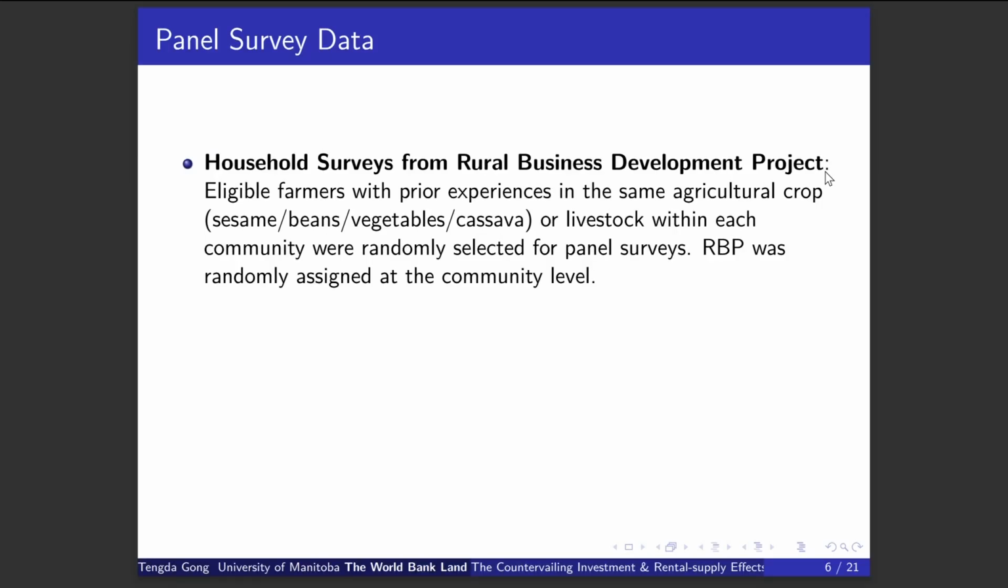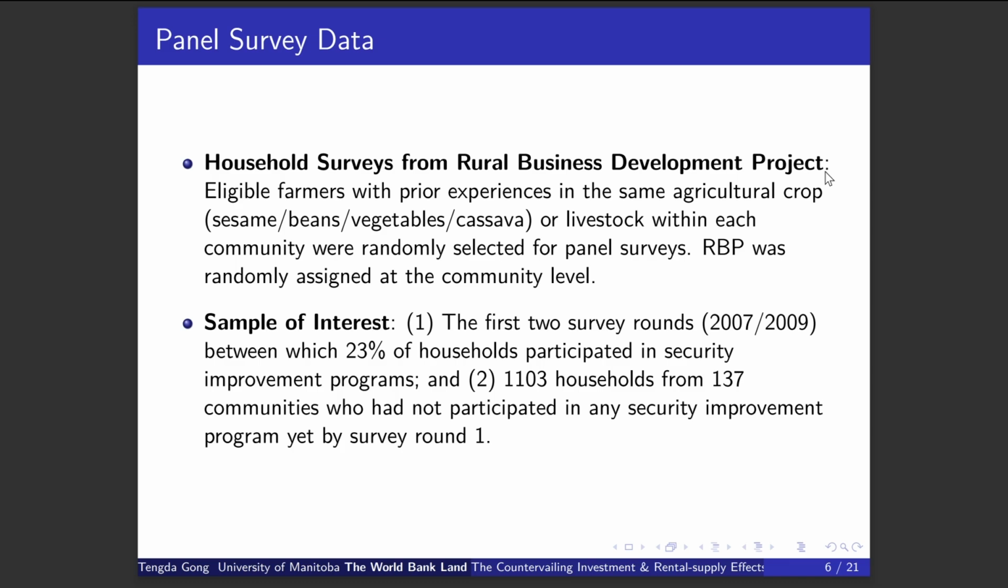The data we have is household survey data from the Rural Business Development Project. I think it's an MCC project. It's not an RCT at the beginning. Those farmers have some experience on certain crops and livestock, and they are randomly selected at the community level. The program is randomly assigned at the community level as well. The sample of interest has 3 rounds of survey, but I will only focus on the first 2 rounds, between 2007 and 2009. This time is very important. I will mention that later on.